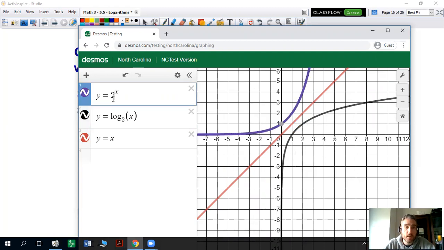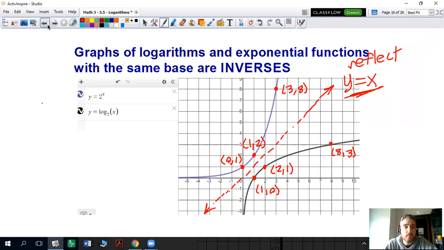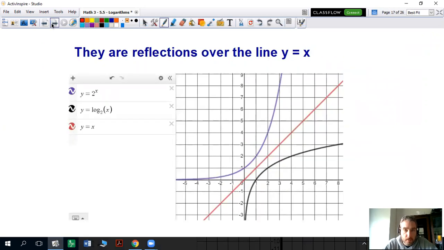And it doesn't matter what the base is. If the bases are the same, 2 to the x, or 3 to the x and then log base 3 of x, those two are going to be inverses of each other. Got to keep the same base. So if that's a 6, then that should be a 6. So they'll always be reflected over the line y equals x.